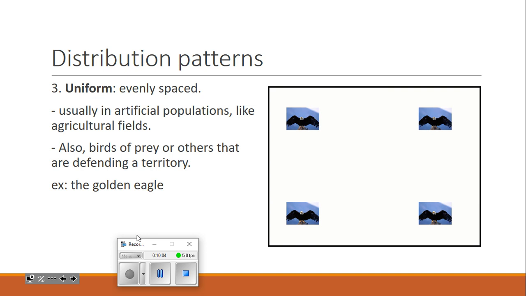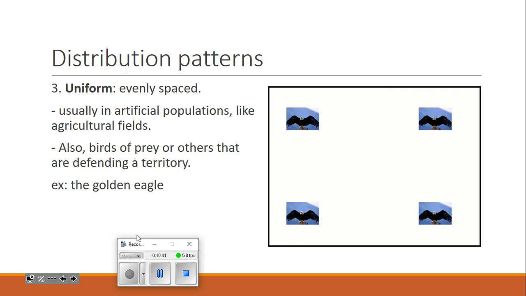Usually we see this type of pattern in some sort of an artificial population, like an agricultural field, where the farmer has specifically put exactly the same amount of corn or wheat or canola in a given area on his farm. Another one that comes close, though probably not perfect, would be something like a bird of prey. In my example here, those are golden eagles that are defending a territory. Now the eagle does not come out with its little eagle tool belt and its little eagle ruler and say, no dude, this is the edge of my territory.